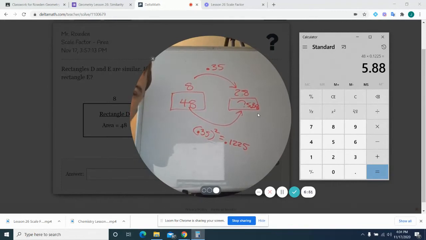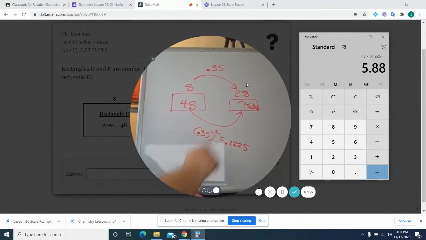Okay, 5.88. Here's a roundabout way of doing this. If you want to double check, you can say, okay, 8 times what makes 48? If it's somewhere decimal, this might make things a little bit harder, but most of the time you can just think 8 times 6 is 48. And then multiply 6 by the 0.35.